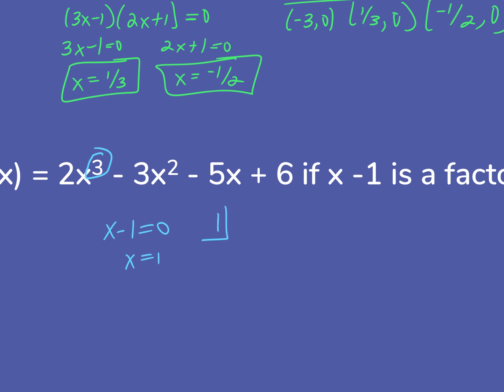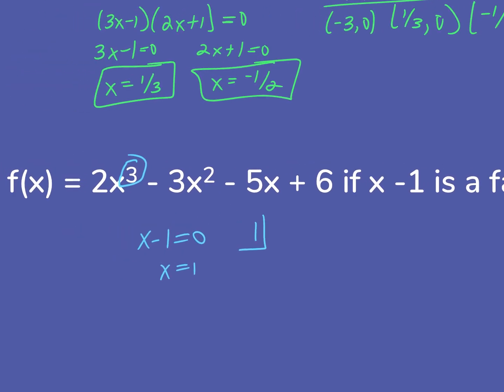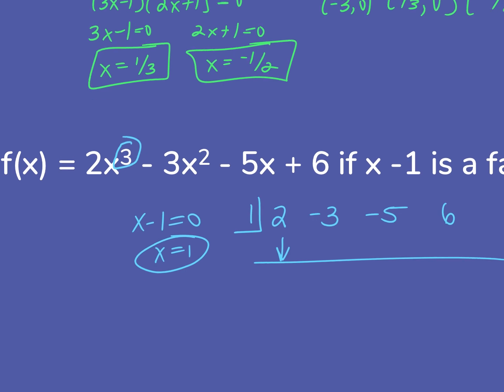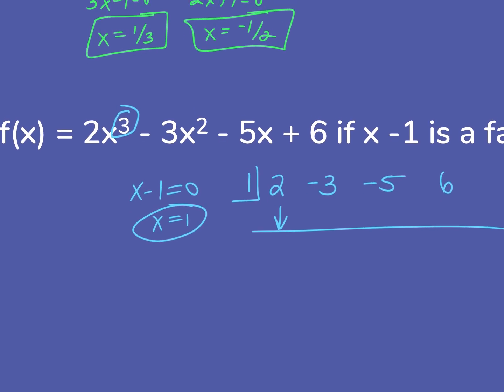So I'm going to do 1 and then write out my coefficients. So I know one of my zeros, one of my solutions, one of my roots is x equals 1. So I have 2, negative 3, negative 5, and 6. Yeah? How do we synthetically divide? Bring down that first term, and then we multiply to the corner. 2 times 1 is 2. Negative 3 and 2 is negative 1. Negative 1 and 1 is negative 1. Negative 5 and negative 1 is negative 6. Negative 6 and 1 is negative 6. 6 minus 6 is 0.